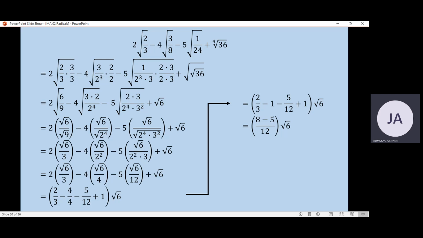So 12 divided by 3, that's 4 times 2, that's 8. Okay? 8 minus 5. So 8 minus 5 is 3 over 12, or simply 1/4. So we have here square root of 6 over 4. Okay, the square root of 6 over 4.